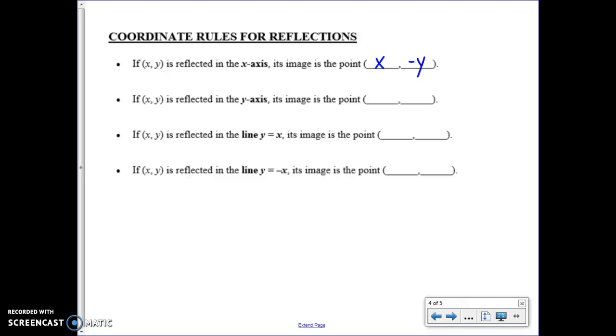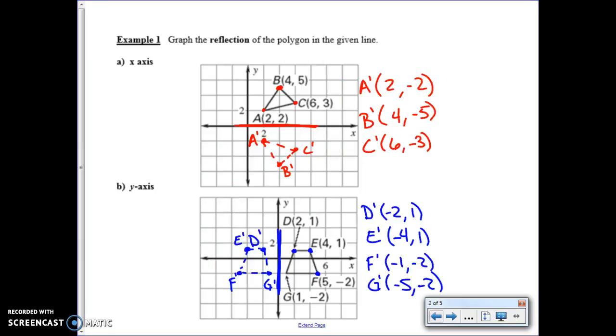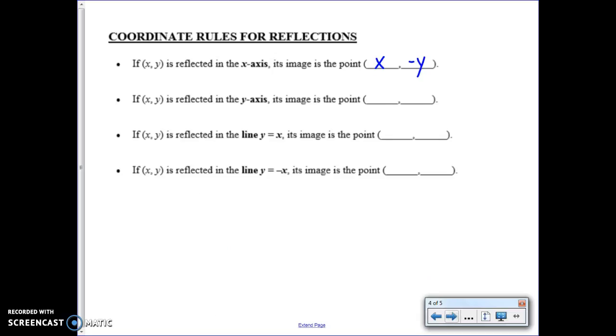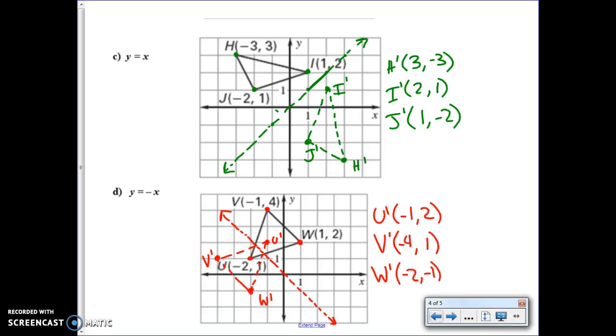When we reflect in the y-axis, I notice with E, it was (4, 1). E prime is (-4, 1). So y stayed the same, but x became the opposite. These rules are important for you to know.